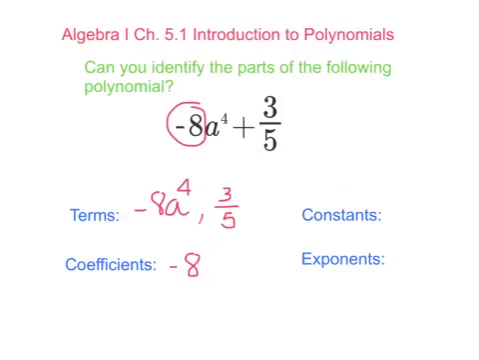Any constant? Yes, we do have a constant, right? Which is simply this fraction, that is not multiplying any variable. And finally, exponents. We have only one, right? Which is this one here. So we have 4.